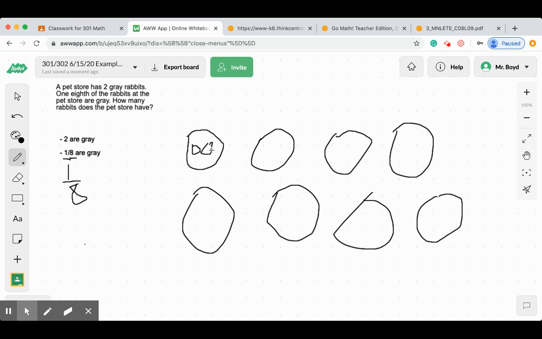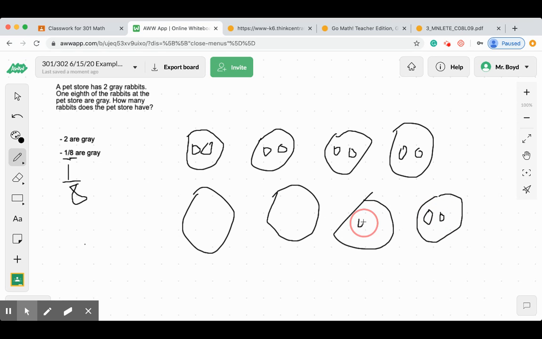This represents 1/8 because there's 1, 2, 3, 4, 5, 6, 7, 8 groups. And this is 1 out of the 8 groups. So that will be our unit fraction, 1/8. But I need to know how many rabbits the pet store has in total. So I'm going to go ahead and make 8 equal groups of 2. I will also put 2 in each one of my groups.